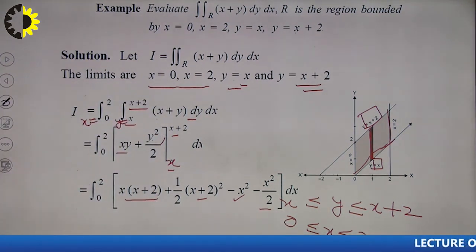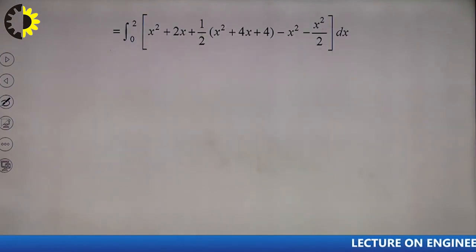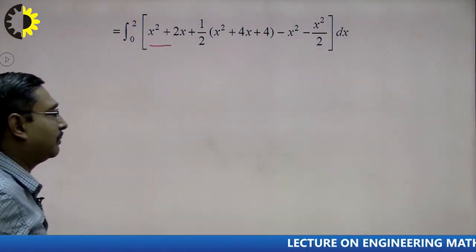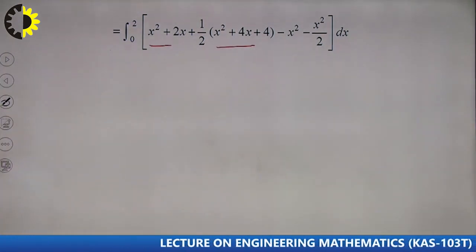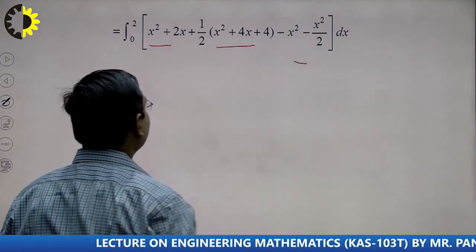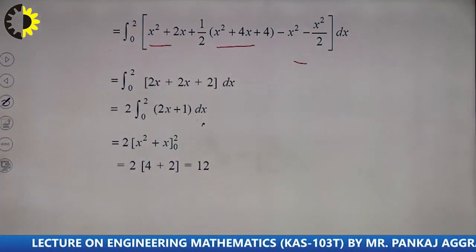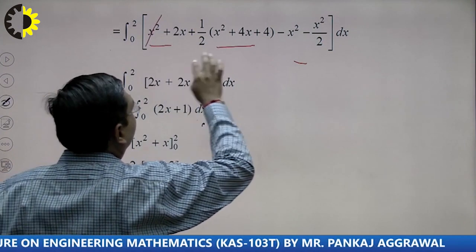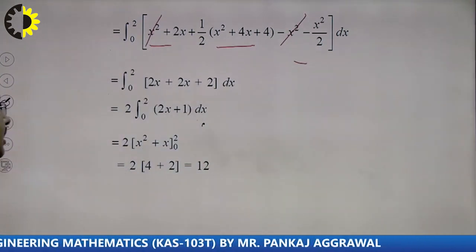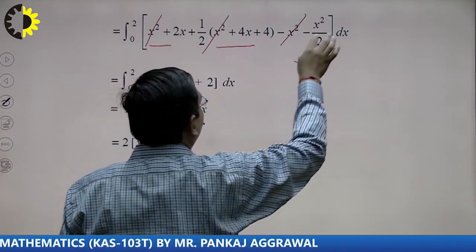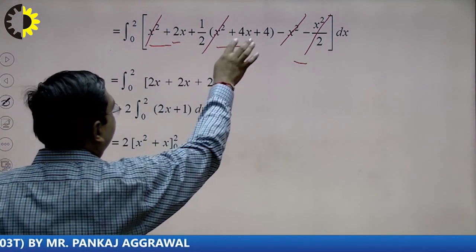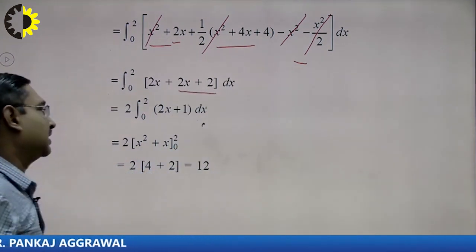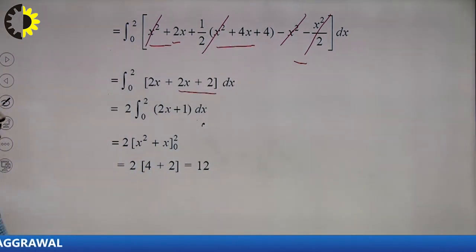Now, we simplify it. Simplifying, I obtain x square plus 2x. This term x plus 2 whole square gives x square plus 4x plus 4. Remaining terms unchanged. These x square and this x square are cancelled out. This x square upon 2 and this x square upon 2, both are cancelled out. This is 2x and this term will give 2x plus 2. 2 can be taken outside and it will become twice x plus 1.